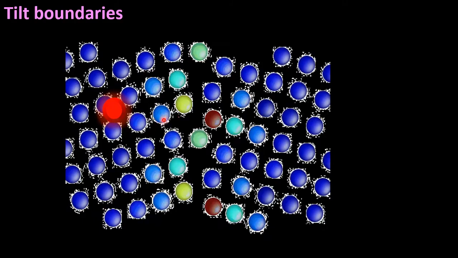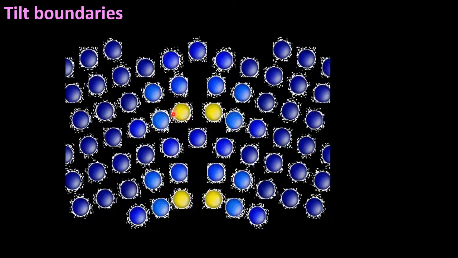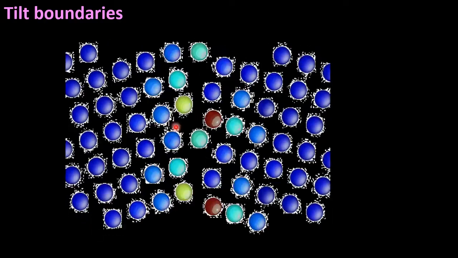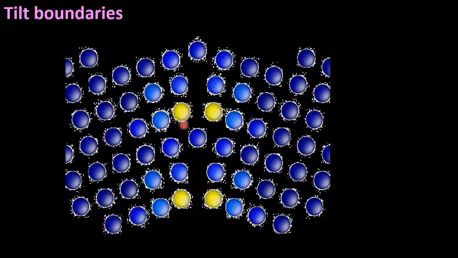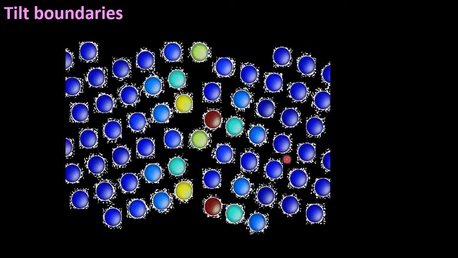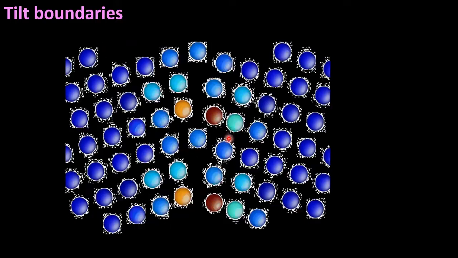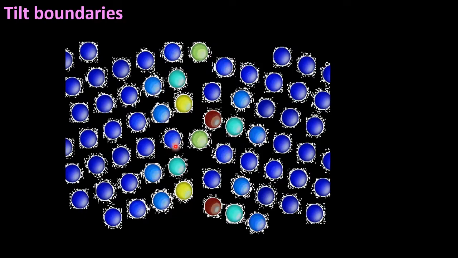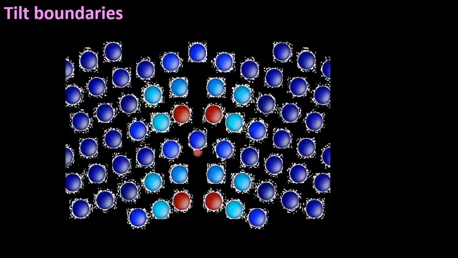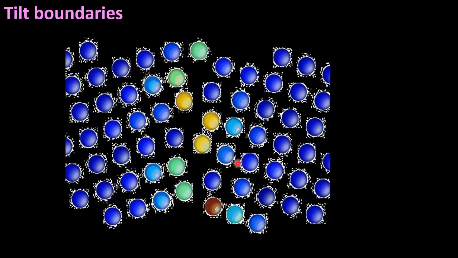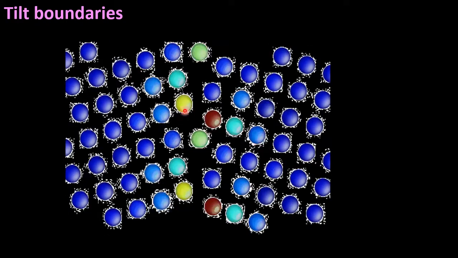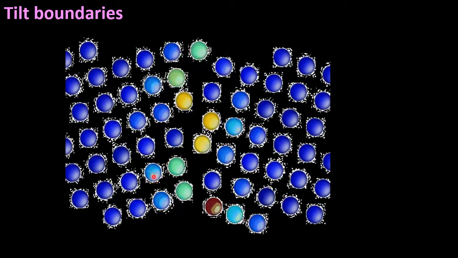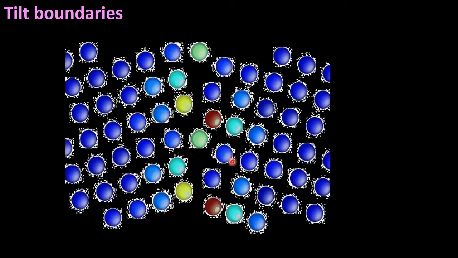Edge dislocation means, as we have already discussed, where the plane of the crystal is terminated within the crystal structure, or when there is a half plane within the crystal structure. Such a type of defect is called an edge dislocation. So there are a number of edge dislocations which are arranged within this boundary. Such boundaries are called tilt boundaries, and these consist of a series of edge dislocations.